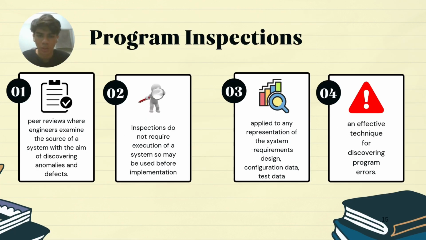So this is about program inspections. First, what is program inspection? It is peer review where engineers examine the source of a system with the aim of discovering anomalies and defects. Inspections do not require execution of the system, so may be used before implementation. They apply to any representation of the system, such as requirements, design, configuration data, and test data. Program inspection is also an effective technique for discovering program errors.